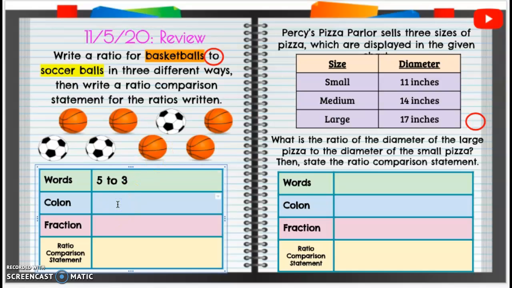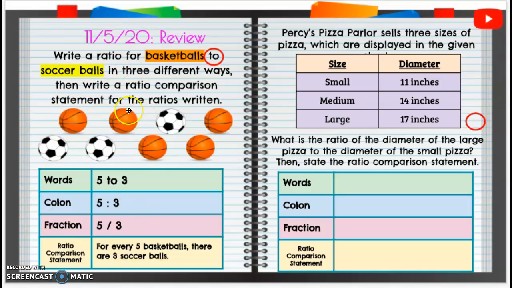Let's write it with a colon. We know how to do this. 5 and then that colon 3. And then the fraction. 5 with that fraction bar or that slash 3. Now, ratio comparison statement. For every blank, there are blank. For every 5 basketballs, there are how many soccer balls? 3. 3 soccer balls. That's it.